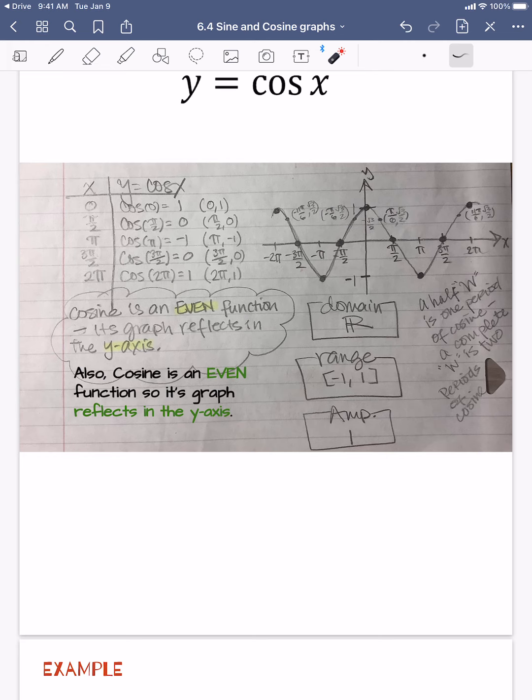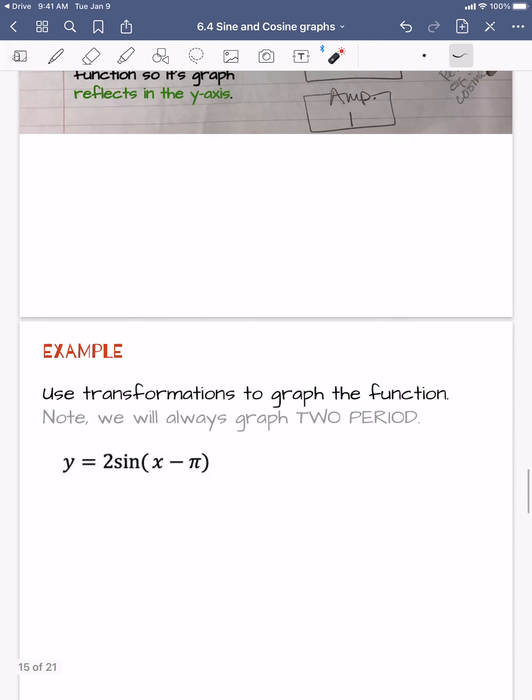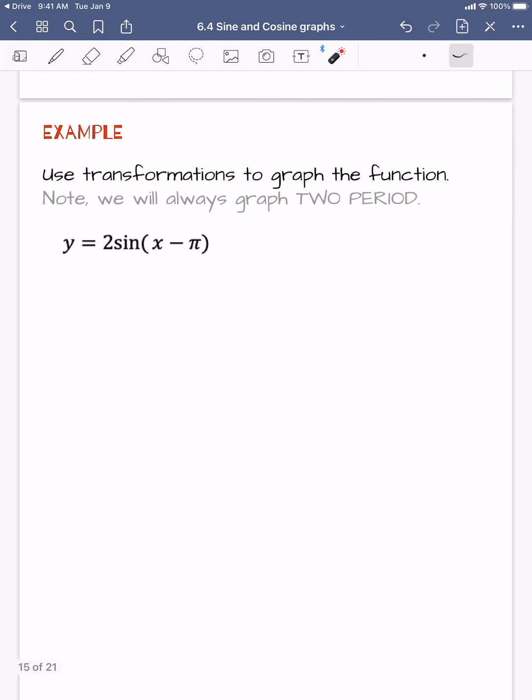Okay. All right. So I did an example. Again, you guys have the ability to pause this video, rewind it, whatever, or not even look at it at all.